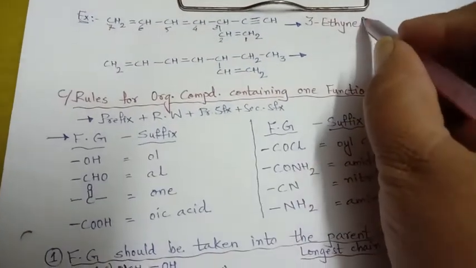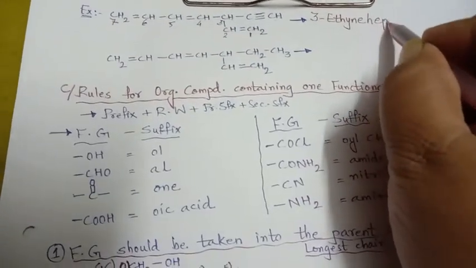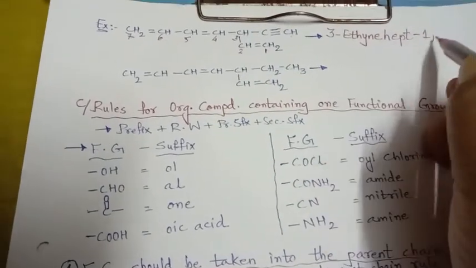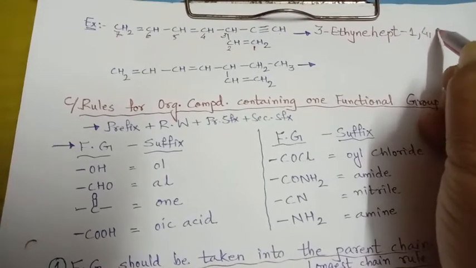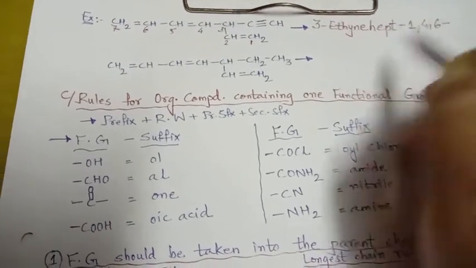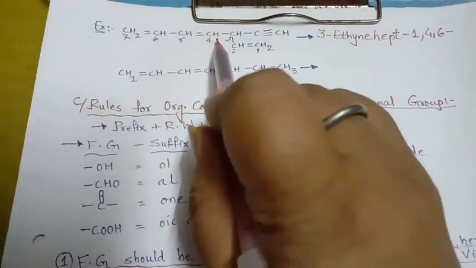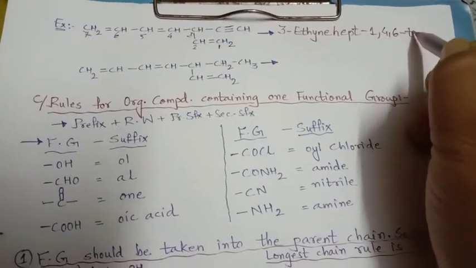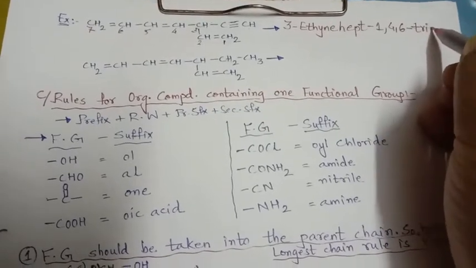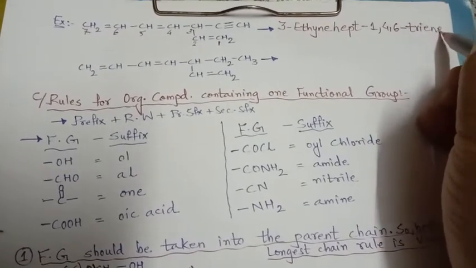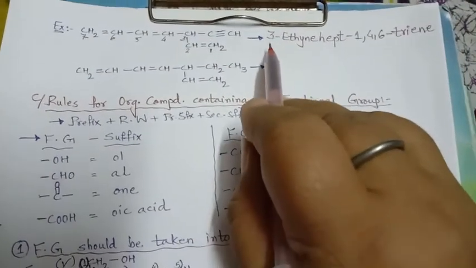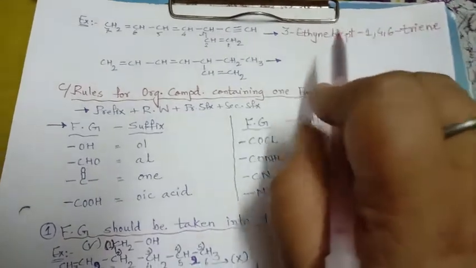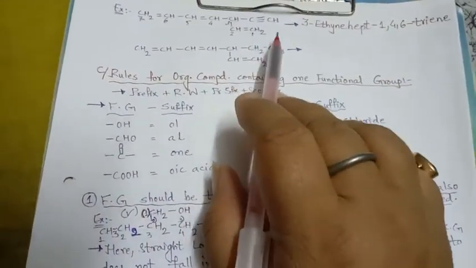So what will we have here now? The parent chain will be hept, then 1, 4, 6, all 3 are double bonds, 1, 2, 3, so tri, and double bond, so it will be heptene. Clear? So the name is 3-ethyne hept 1,4,6 triene. I think now you would have understood.